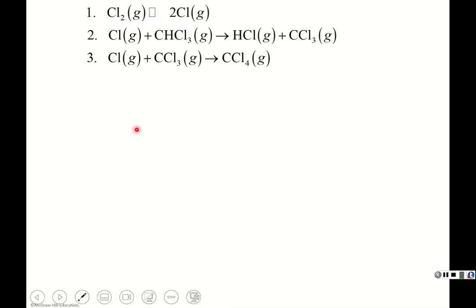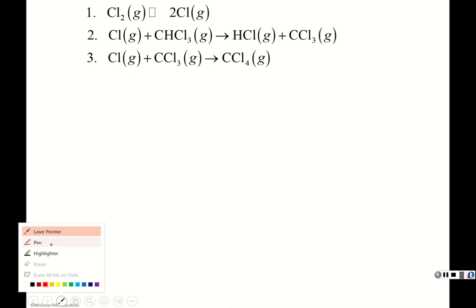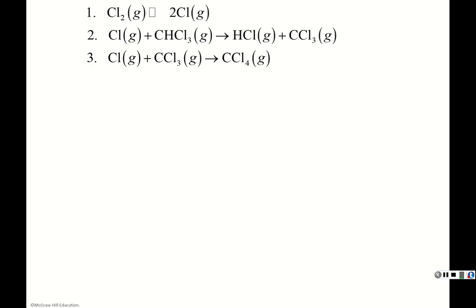Okay, so let's remind ourselves what our reaction mechanism was. And we can also show those arrows. We can do the overall reaction again. The overall reaction was Cl2 plus CHCl3 goes to HCl plus CCl4.